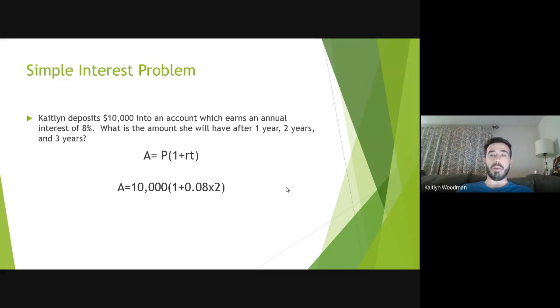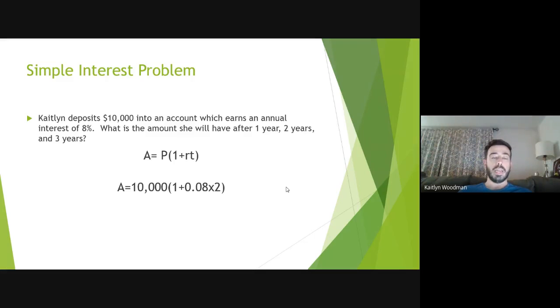Going back to that word problem now, we also know that they want us to solve for 2 years and for 3 years. So next, let's look at this problem for 2 years. So with that formula, we're going to plug the numbers in again, and this is going to be relatively similar. We'll just be changing the time.